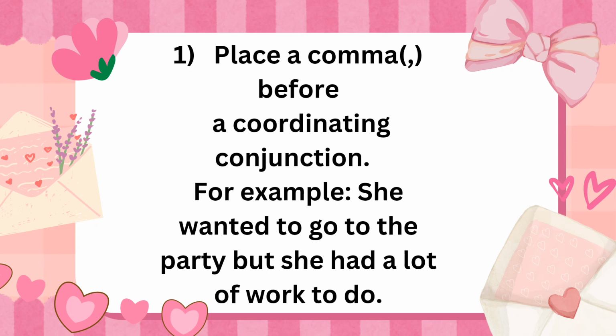For example, again, she wanted to go to the party. That's an example. She had a lot of work to do. So there is a negation there. She wanted to go to the party, place a comma before the but, she had a lot of work to do. Okay, so that is how to form a compound sentence using a coordinating conjunction.